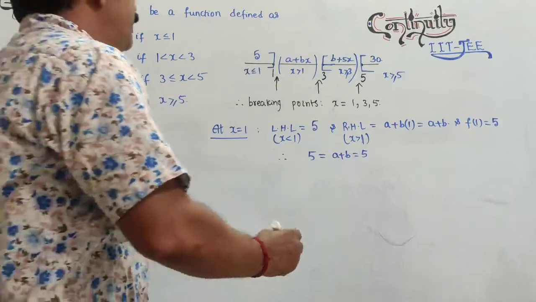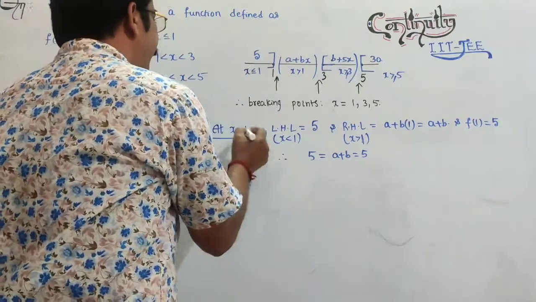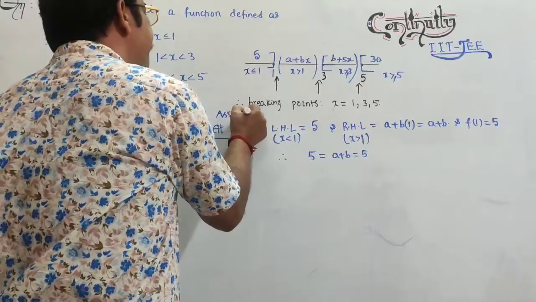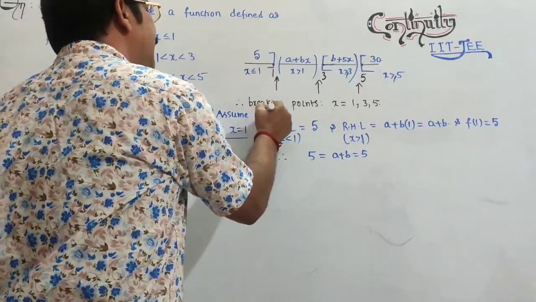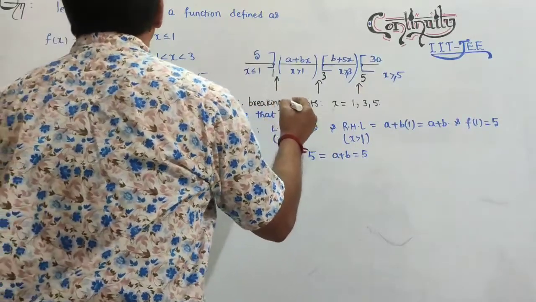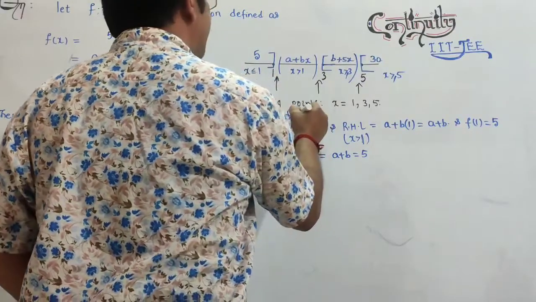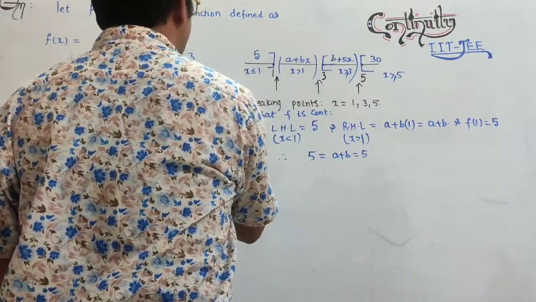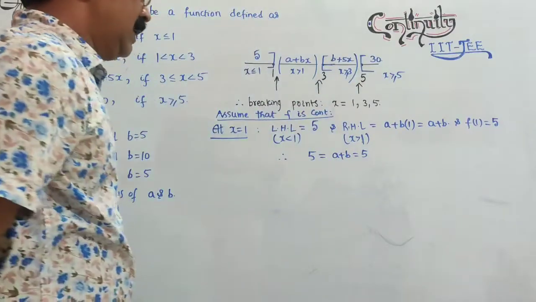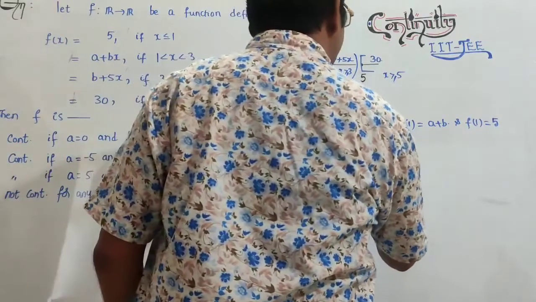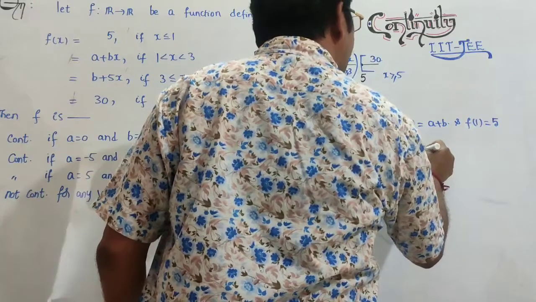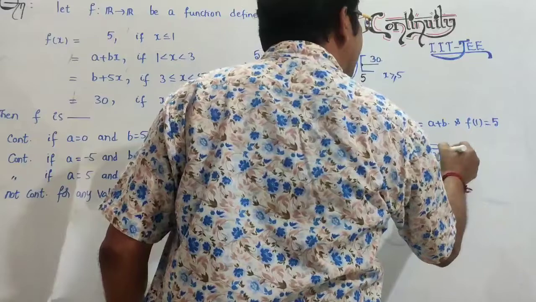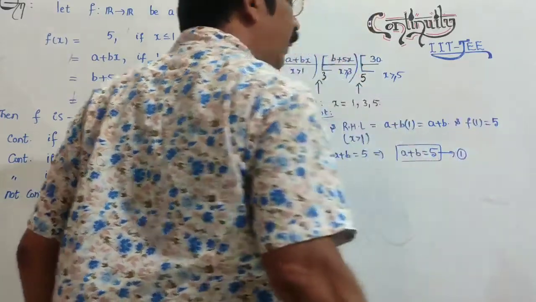Understand? We are assuming continuous. Assume that f is continuous. Okay. First we take some assumption. So that implies a plus b is equal to 5. Let it be equation number 1.